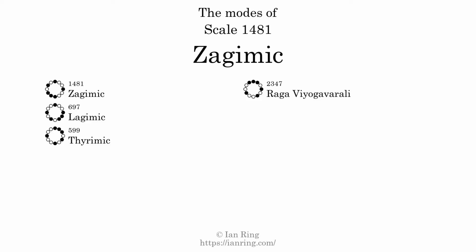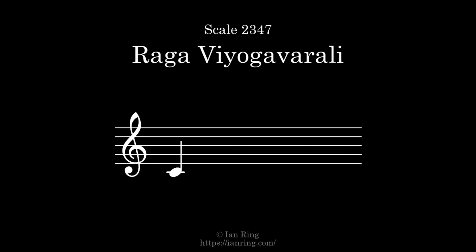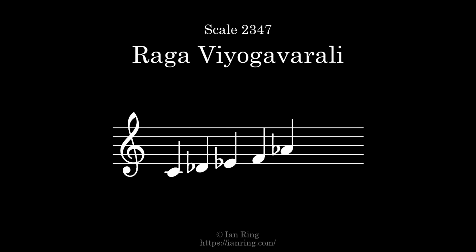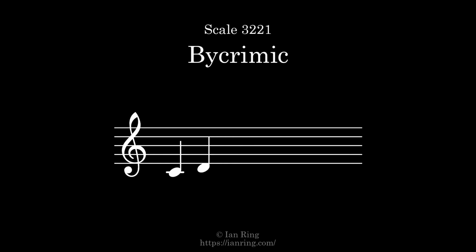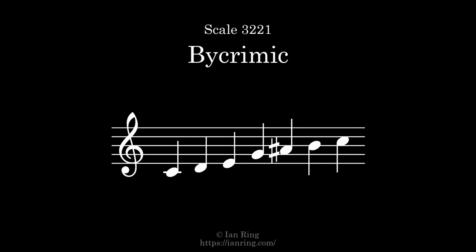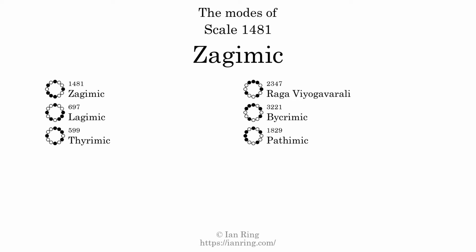The fourth mode is scale 2347, also known as Raga Viagavarali. It sounds like this. The fifth mode is scale 3221, also known as Bichrimic. It sounds like this. The sixth and last mode is scale 1829, also known as Pathymic. It sounds like this.